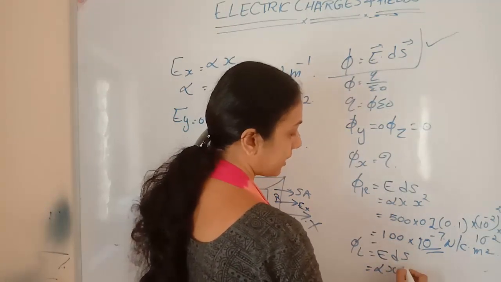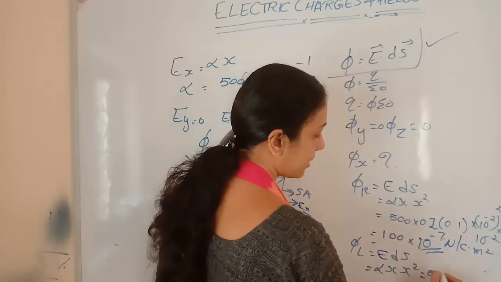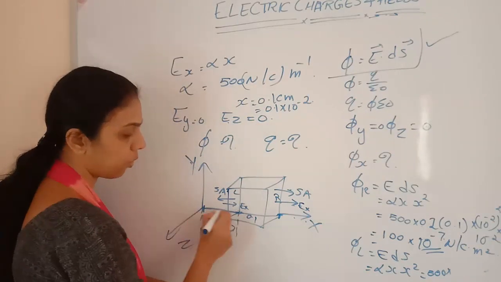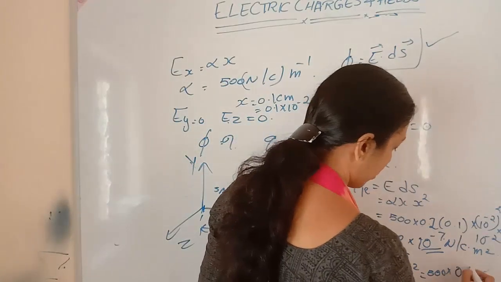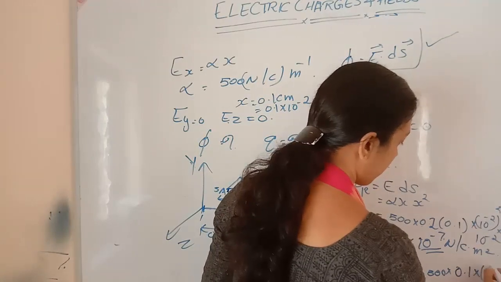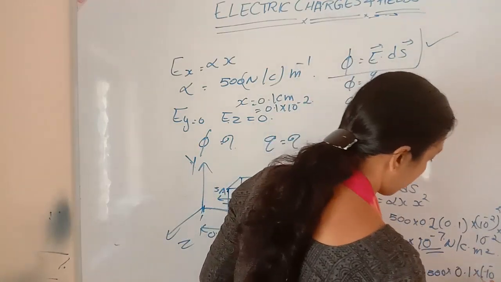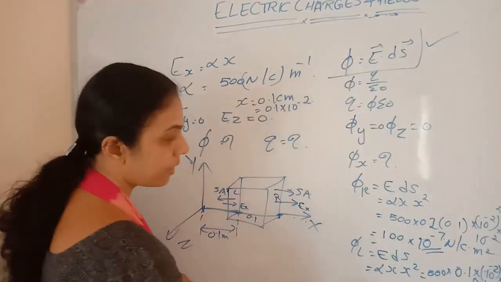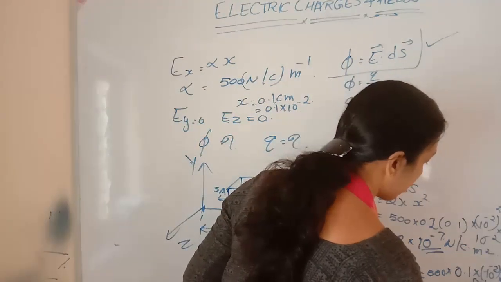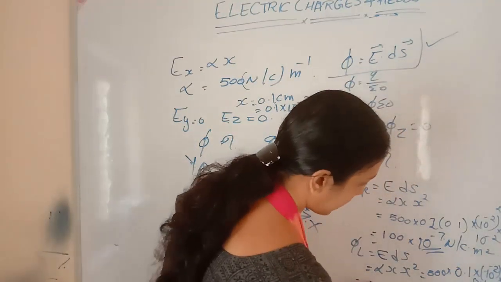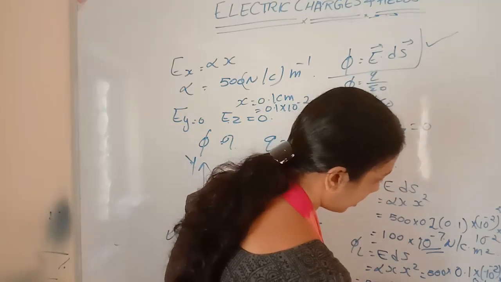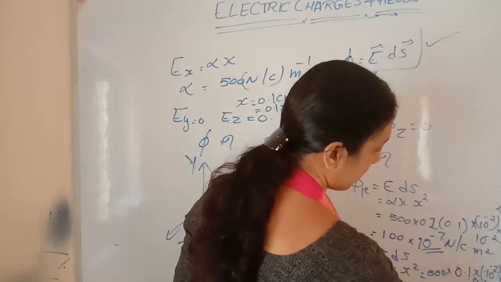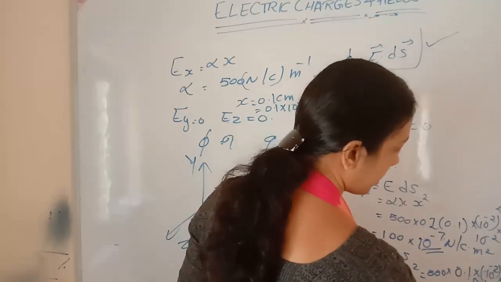So alpha x square. Alpha is 500, and x is 0.1 only. This is at a distance of 0.1 meter. So it is 0.1 into 10 to the power minus 2, into 0.1. While solving we will get 500 into 0.1, 10 to the power minus 1, 10 to the power minus 2, minus 4, and here x square, right?